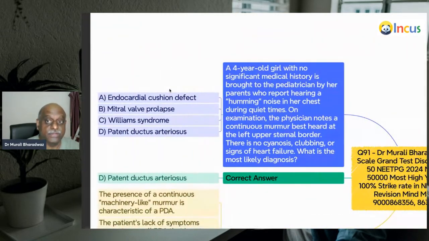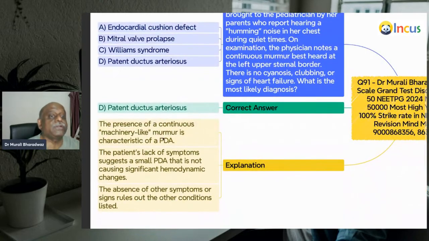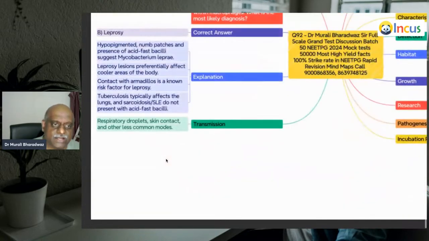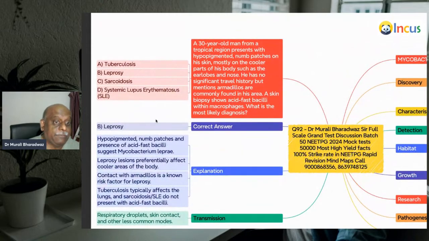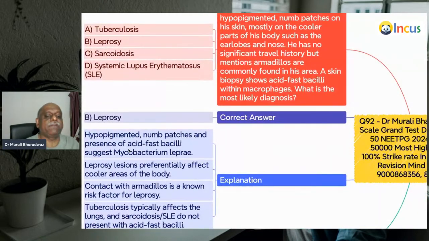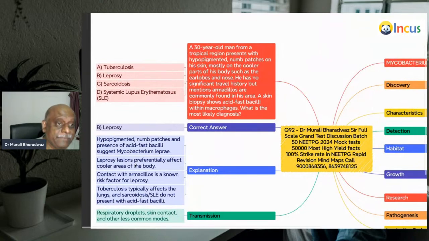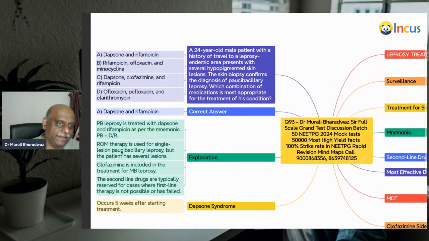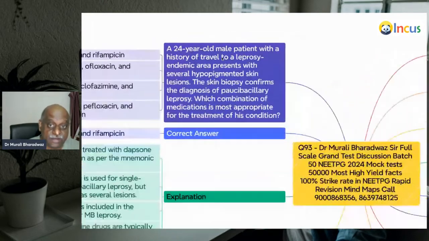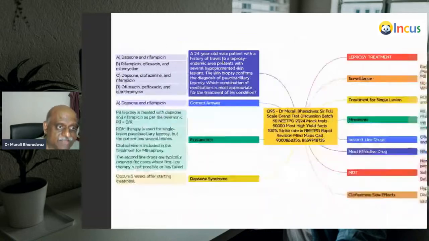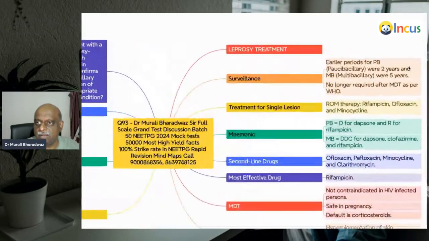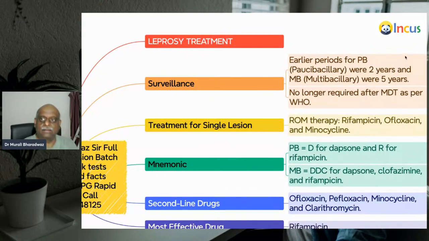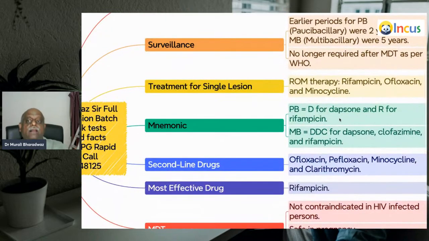4-year-old girl, significant medical history of a humming noise, meaning machinery-like murmur, which is seen in patent ductus arteriosus. Hypopigmented numb patches and presence of acid fast bacilli suggest Mycobacterium leprae. 24-year-old male in a leprosy endemic area, several hypopigmented skin lesions, paucibacillary leprosy. Always remember, paucibacillary you treat with DR, doctor, D for dapsone, R for rifampicin.